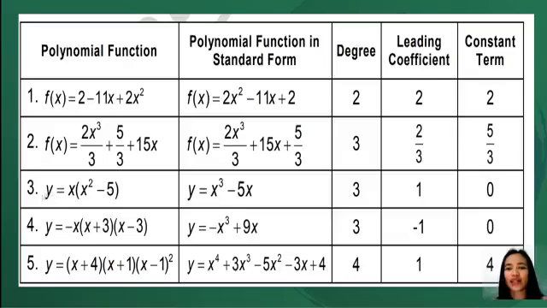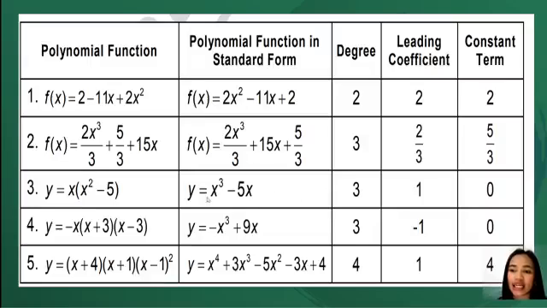Now, let's take a look at number 3. Y equals x times x squared plus 5. So, we still need to distribute x. Distributive property, x times x squared, x cubed. X times negative 5. So, that will be negative 5x. So, this is already in standard form. What's the highest exponent? The highest exponent is 3. Therefore, that is your degree.